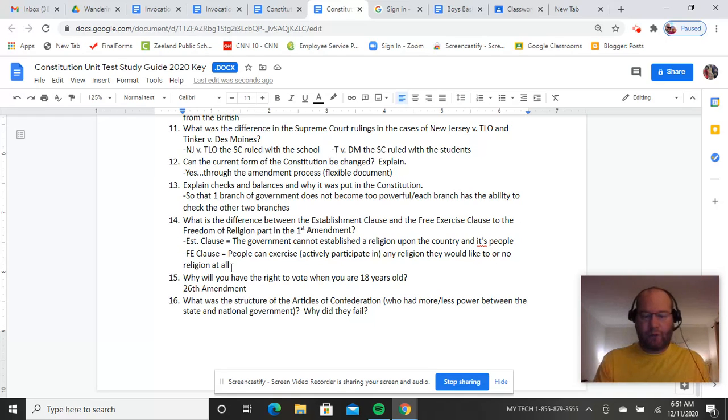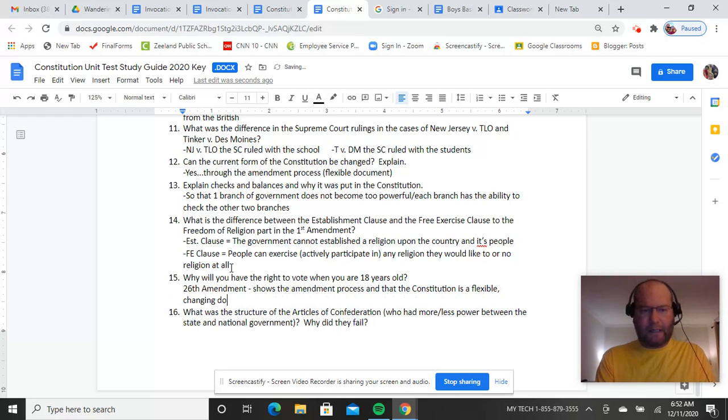But it just shows, again, this is just an example, it shows the amendment process and that the Constitution is a flexible, changing document.